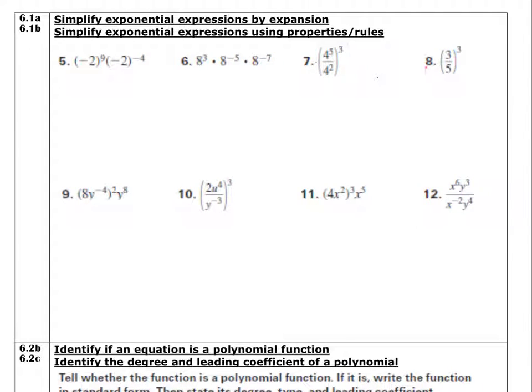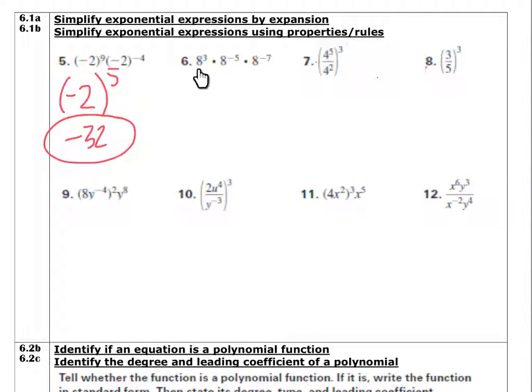6.1a and b is going to have us simplify exponential expressions, either using the expansion method or just the properties and the rules. So if we look at number 5 here, negative 2 to the 9th power times negative 2 to the negative 4th power. If you use the property of exponents, they have the same base, so in this case you would just add the exponents. So if you add 9 and negative 4, you get 5, so this simplifies to negative 2 to the 5th power. If you had to simplify that, negative 2 to the 5th power is actually going to equal negative 32 as the final answer.